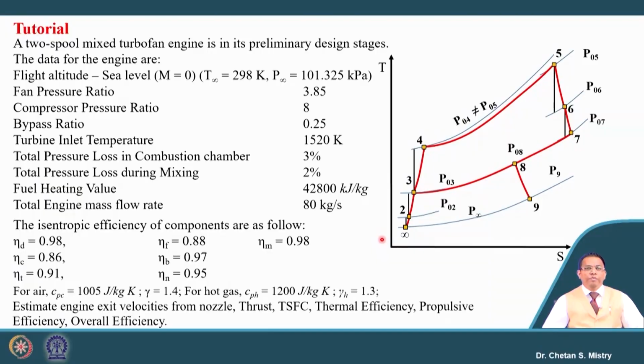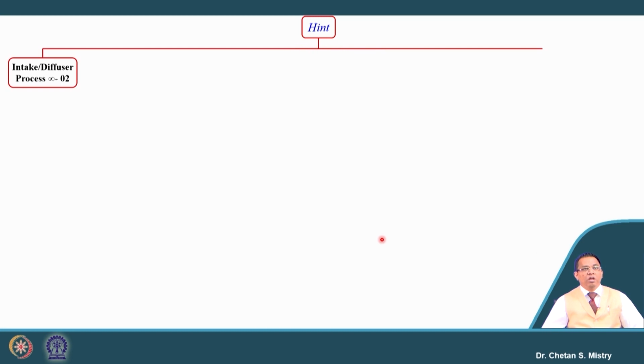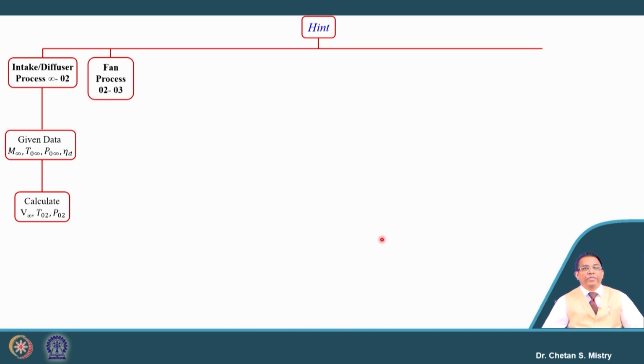Let us discuss how we proceed. So, let us see the hint for solving this numerical. We have our first component as the intake or diffuser. For that the Mach number is given, it is 0. The temperature and pressure at the entry are given, and the diffuser efficiency is given. Based on that we can calculate V infinity and the exit pressure and temperature from the intake.